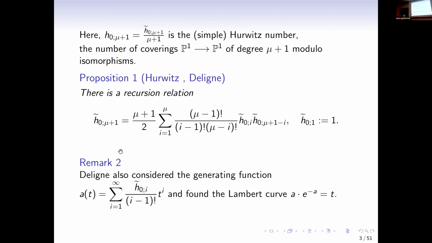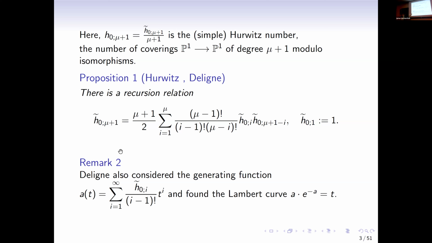Here, the previous number H tilde is related, by this formula, to the so-called Hurwitz number, which is the number of coverings from P1 to P1 of degree mu plus 1 modulo isomorphism. And this number H tilde is known by Hurwitz in the 19th century. This satisfies this recursion formula. And obviously, because H tilde of 0, 1 is 1, we can solve this to get the general formula.